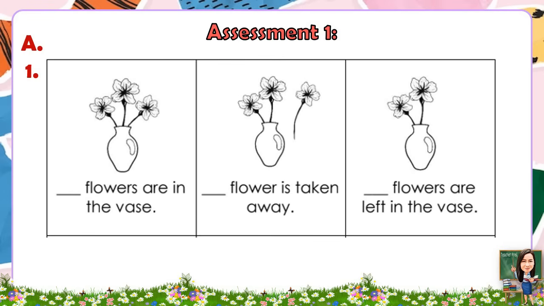And now let us do this assessment number 1. Answer letter A number 1. In the first illustration, how many flowers are in the vase? Correct. 3 flowers are in the vase. Second illustration, how many flowers are taken away? Correct. 1 flower is taken away. In the third illustration, how many flowers are left in the vase? Correct. 2 flowers are left in the vase.